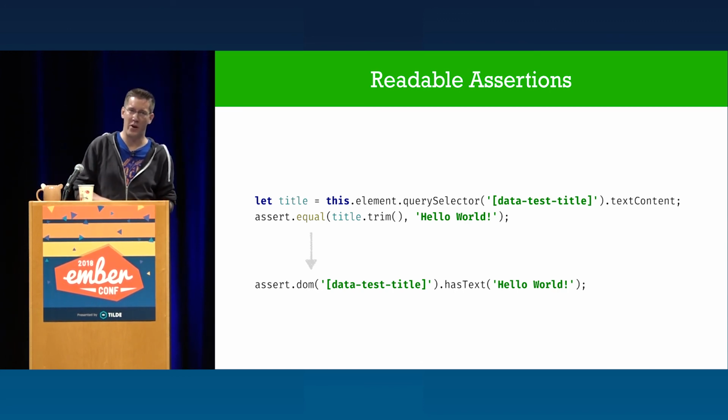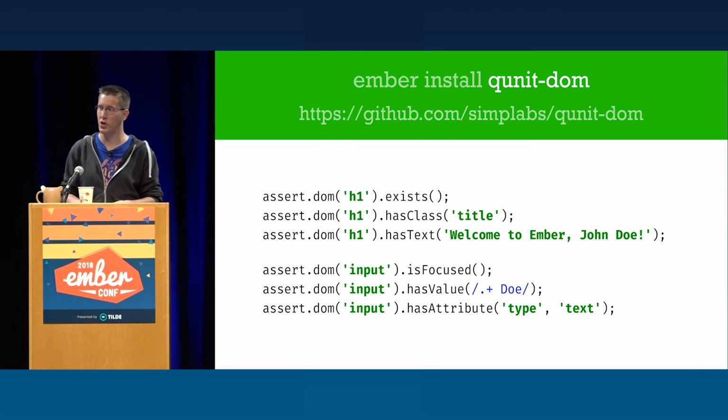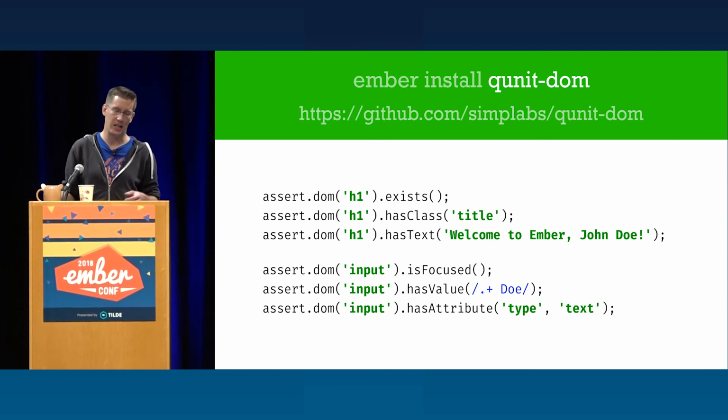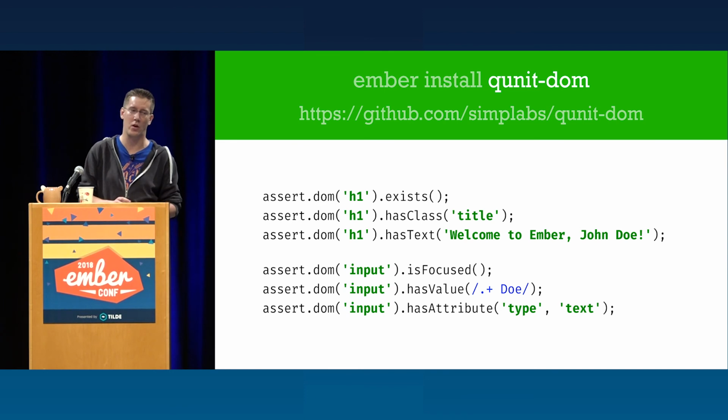So around the time of EmberFest last year, I sat down and spent about a week implementing this. And you can now install it as ember install qunit-dom. And you can see it's not just hasText, but you can also assert that something exists in the DOM, that it has a certain CSS class, that something is focused, has a value, and there are several other assertions that you can use. And I'm happy to announce 2 weeks ago, we merged an RFC that this is actually going to become the default in Ember CLI apps from now on. You don't have to use it, but I would strongly recommend it because it's really great and it makes your test code a lot more readable.